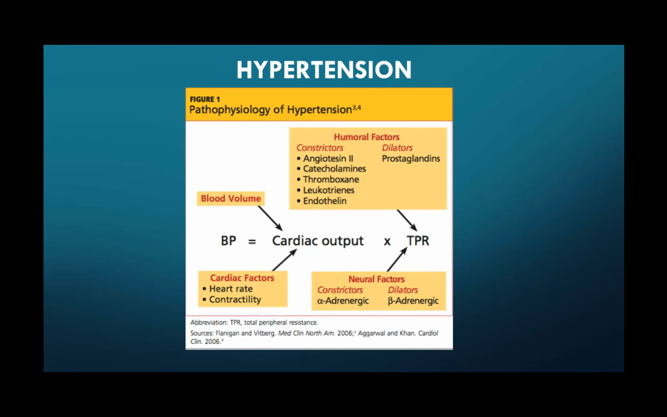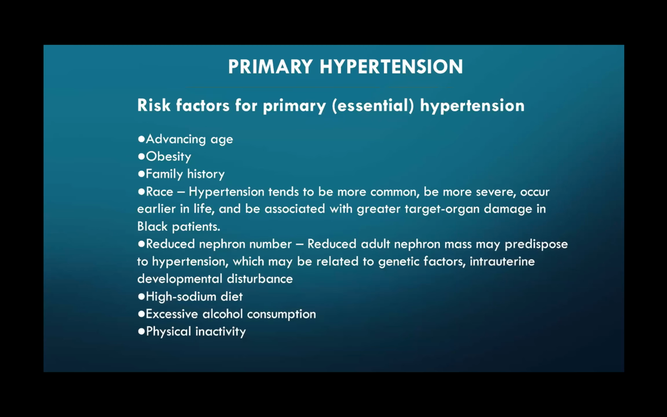When you talk about vascular resistance, we have mediators that fall in two categories: vasoconstrictors and vasodilators. Common constrictors that we know of are angiotensin 2, catecholamines, leukotrienes, and endothelin, and dilators include prostaglandins. The total peripheral resistance is also regulated by neural mediators, which is basically your alpha adrenergic and beta adrenergic receptors. The alpha adrenergic receptors typically cause vasoconstriction, while the beta adrenergic receptors are dilators, sorry.